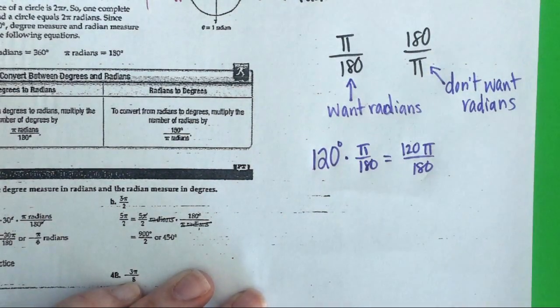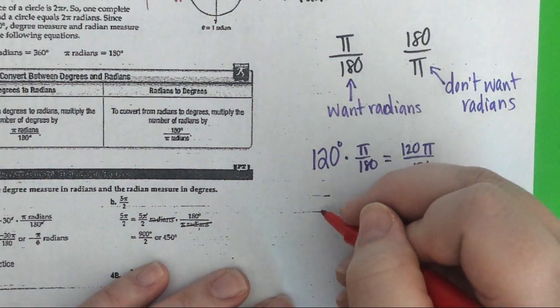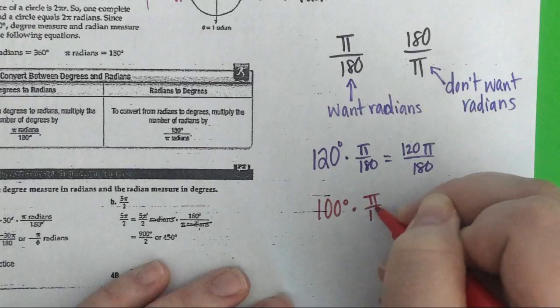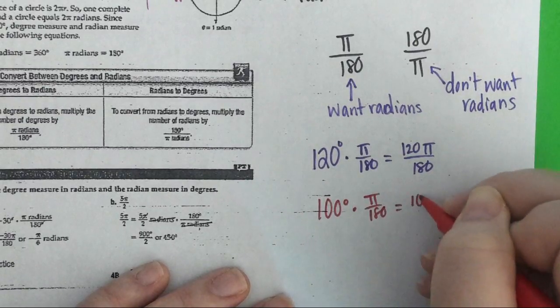Let's say I wanted to do 100 degrees to radians. I would also multiply by pi over 180. So I get 100 pi over 180.